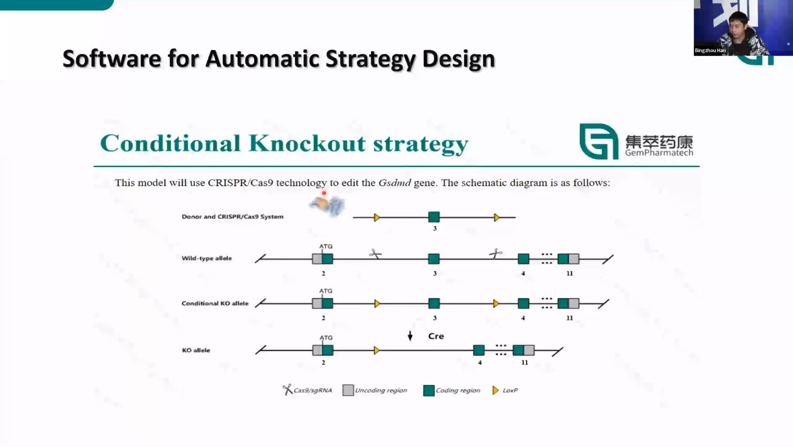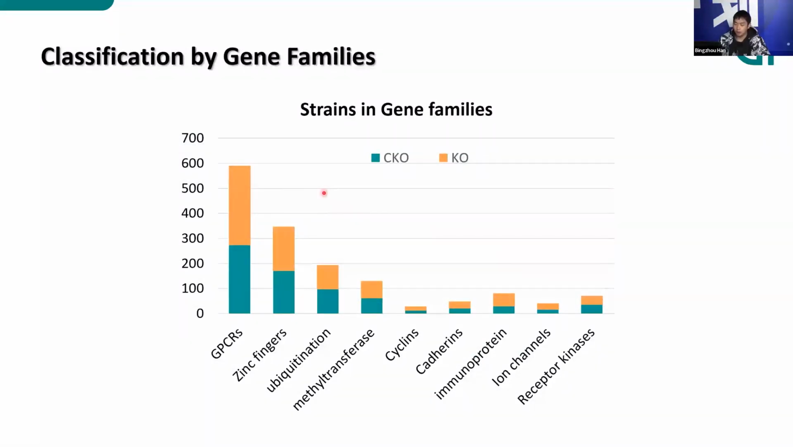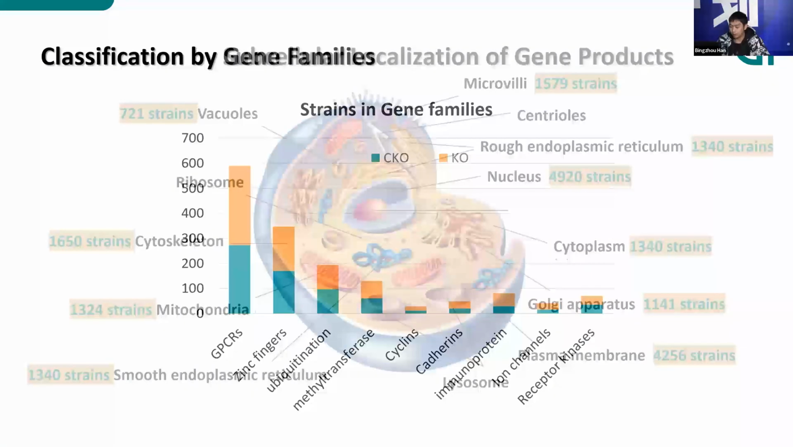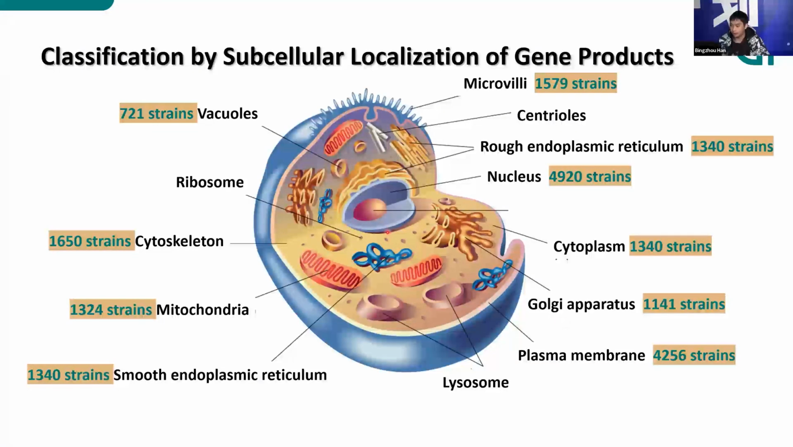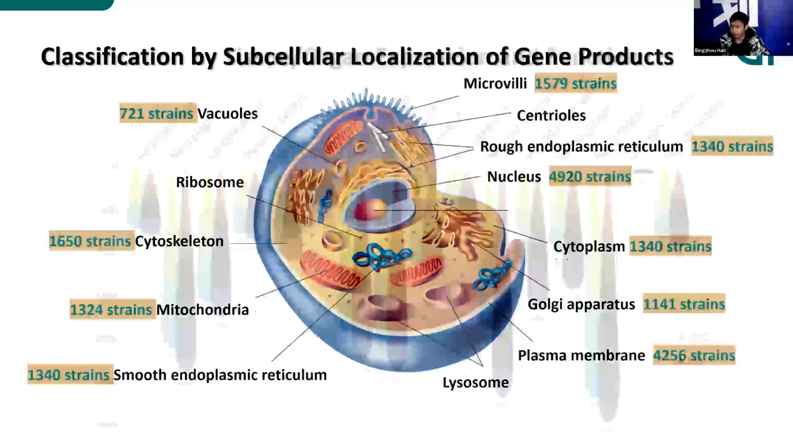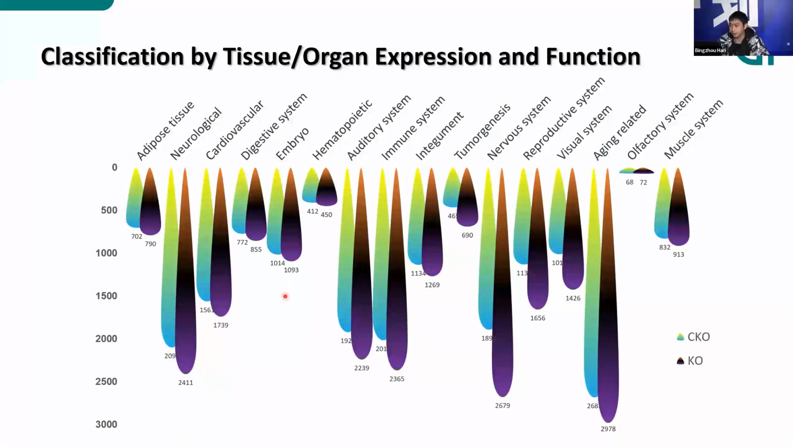We have also developed other automated software for the maintenance and quality control of our strains. And we have put many efforts into the classification of the strains to help customers and researchers better apply our models. We classified our generated strains by gene families like GPCRs, zinc finger transcription factors, or E3 ligases. We also classified by subcellular localization of the proteins, like whether in the nucleus, the cytoplasm, the mitochondria, or on the cell membrane, or others. And we also classified by tissue-specific expression or tissue-specific important function, for people who study the mechanism or study a certain organ during development or disease.